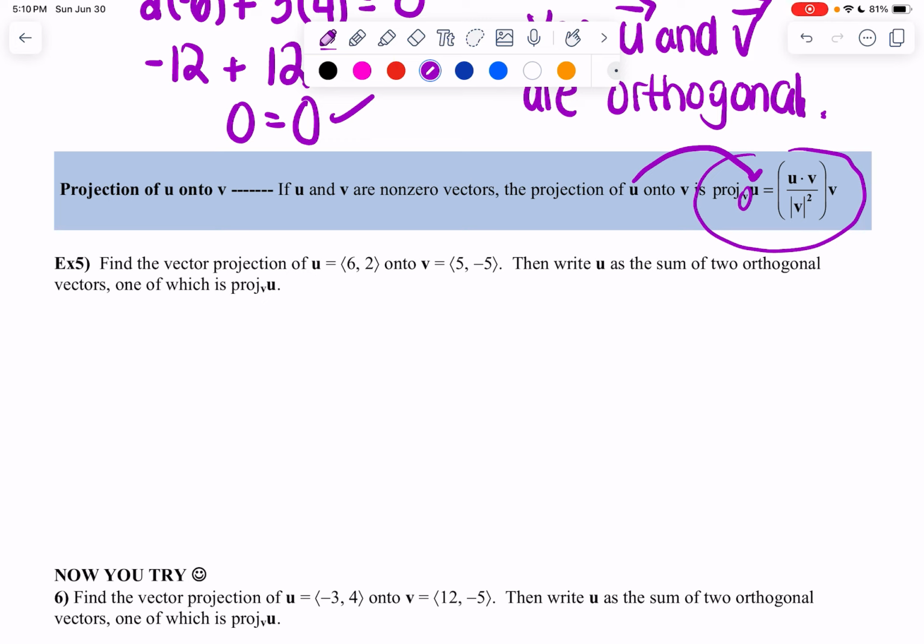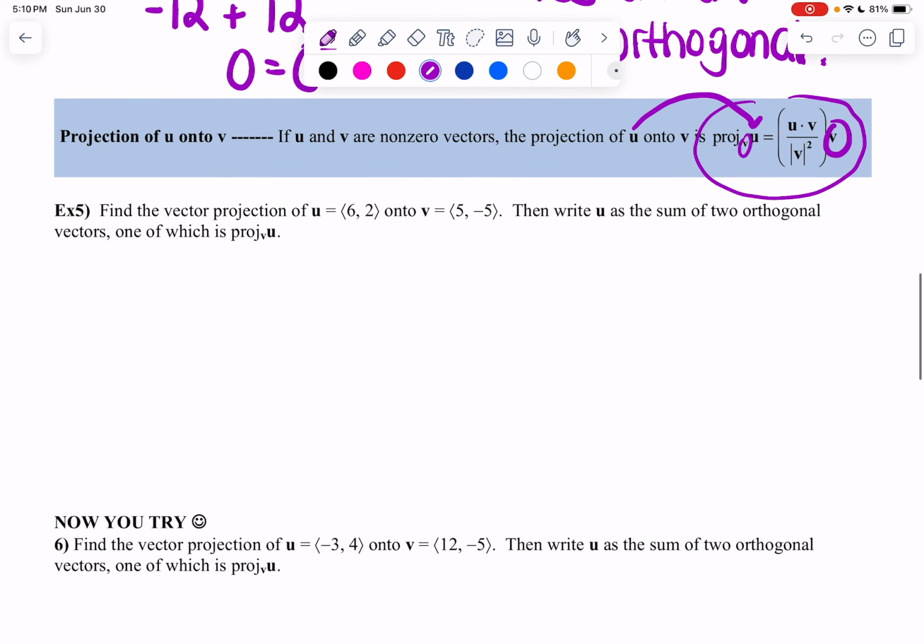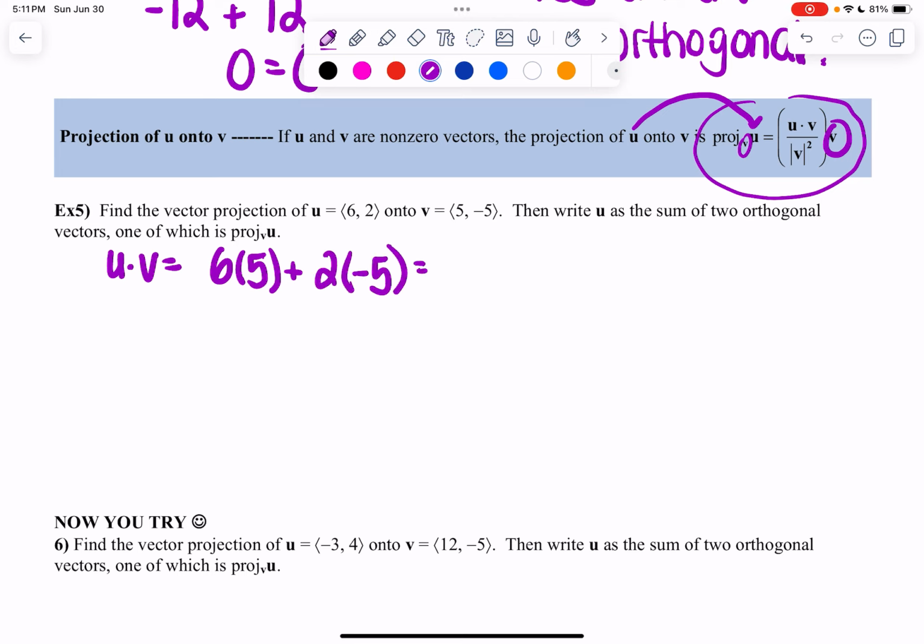So we're going to be using the dot product of u times v over the magnitude of v squared. And since it's projecting onto v, we want to make sure that that's what it's affecting at the end. So we're going to multiply by v. I would just do a problem like this. It says find the vector projection of u onto v. What I would start off with is just what is u dot v. So I would do 6 times 5, plus 2 times -5. That dot product would be 30 plus the -10, which would be 20 on top.